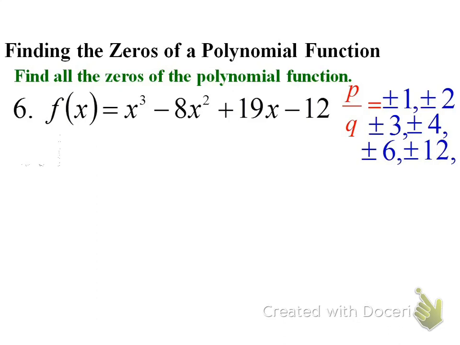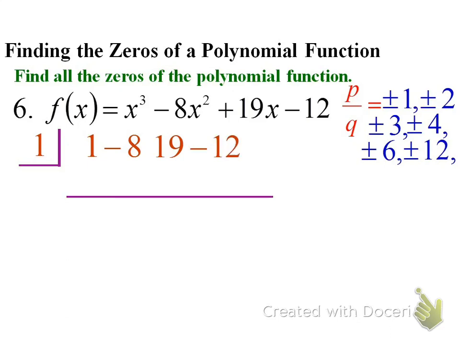All right, I'm going to go ahead and set up synthetic division to see which one works. I'm going to start with testing out the 1. So my top line is going to be 1, -8, 19, -12, and then just go through the process. So we're going to drop the 1, multiply by 1, -7, multiply by 1, +12, multiply by 1, and I get a remainder of 0. Remainders of 0 are good news. That means you found a solution. 1 is one of our answers.